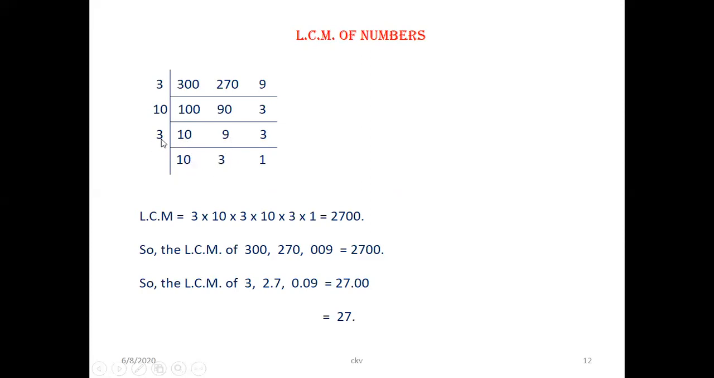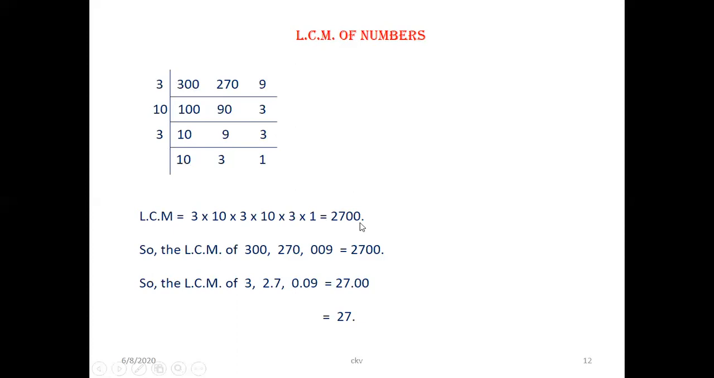And 3 3s are 9, 3 1s are 3. Now here if you see 10, 3, 1, there are no common factors for these. Okay, so that's why you stop the process. Now to get LCM, you find the product of all the divisors and all the remaining numbers. So 3 into 10 into 3 into 10 into 3 into 1, which will give you 2700. So LCM of these numbers is 2700.